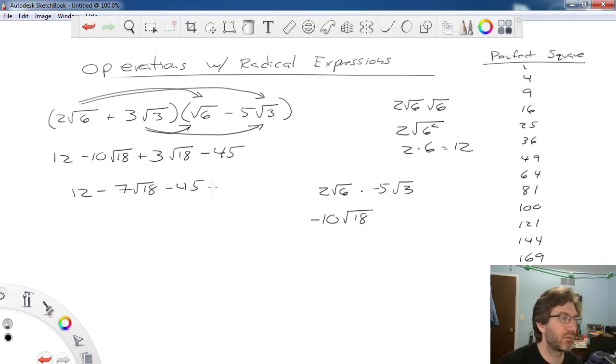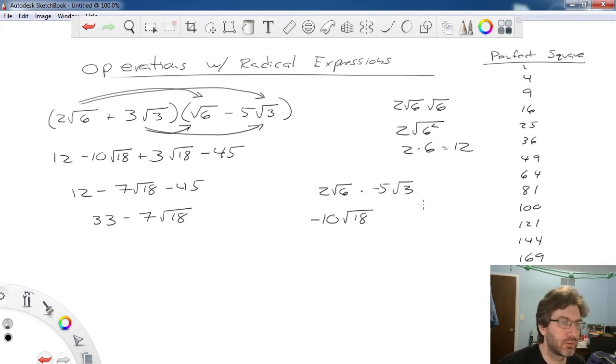Again, it doesn't really matter what order you do this in. You can combine these like terms, or you can reduce that first. Let's combine these like terms. We have 12 minus 45, which is going to give us 33, and that is positive, and then minus 7 square roots of 18. Then I'm going to take 7 square roots of 18 and reduce that.